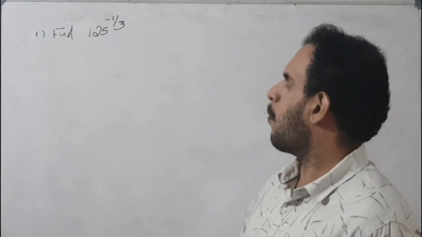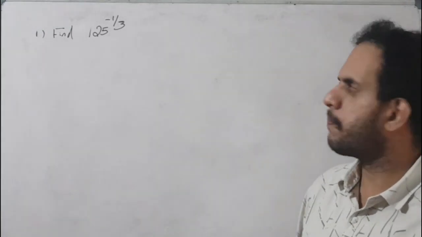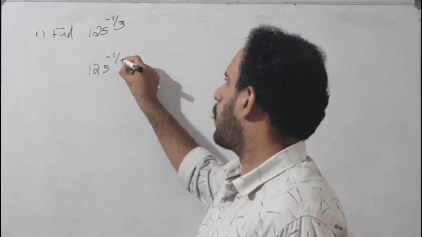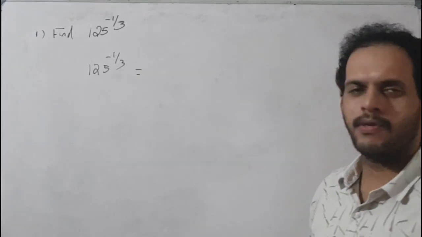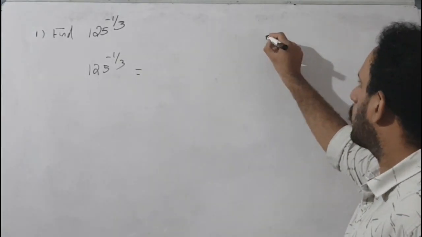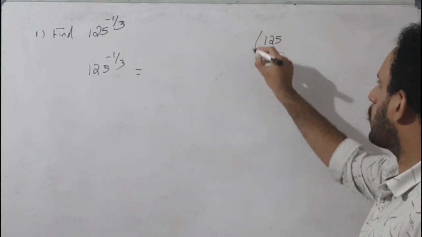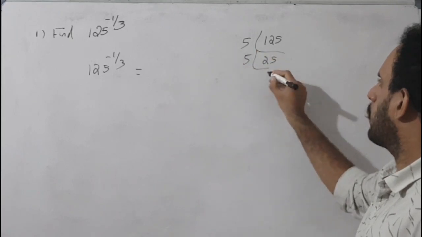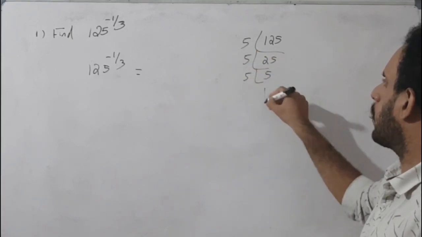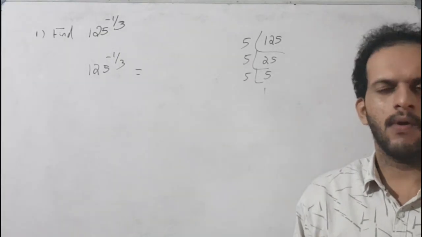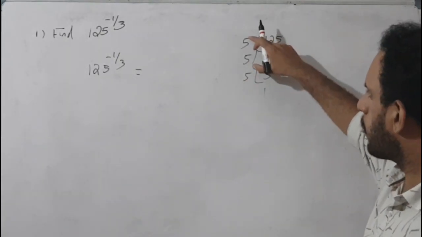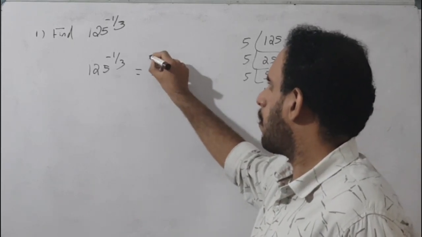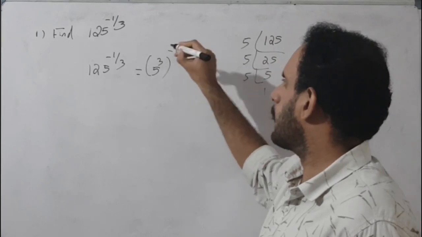Next question is find 125 raised to minus 1 by 3. What is the first step? To factorize 125. 125 factorizes as 5, 25, 5, 5, 5, 1. And how to write 125? 125 is possible to write as 5 raised to 3. Then 5 raised to 3 whole raised to minus 1 by 3.